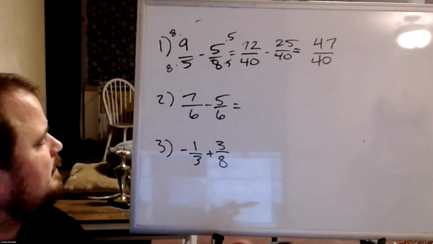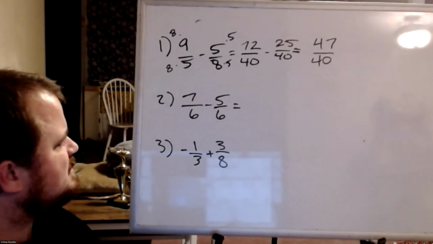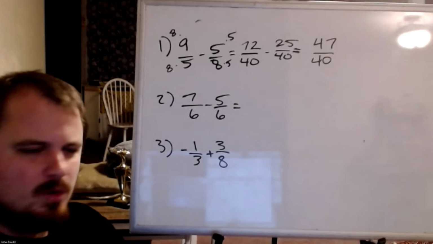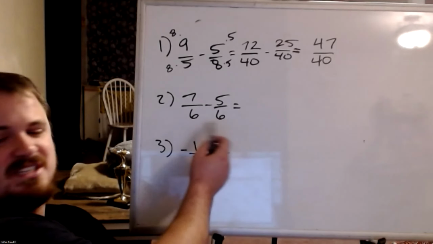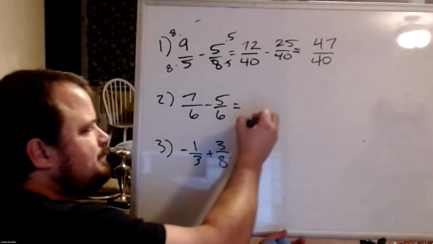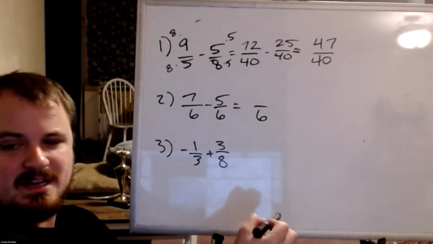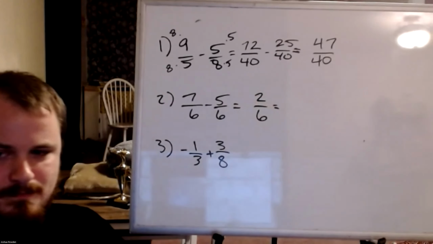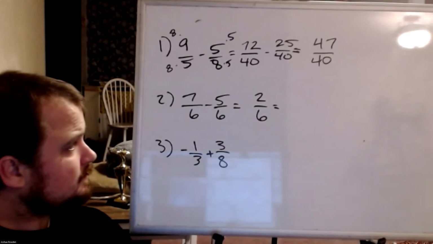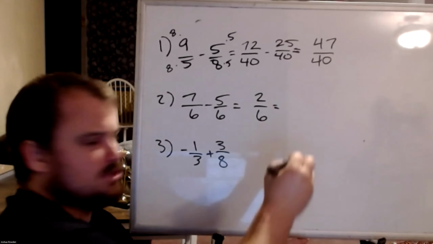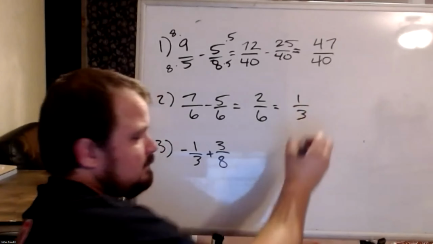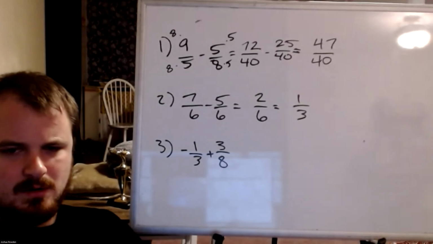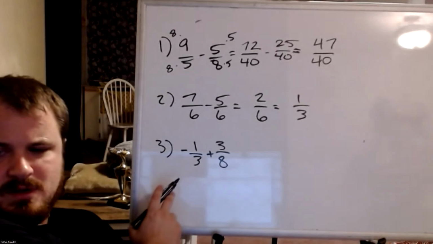So next up, 7 over 6 minus 5 over 6. No, wait, is that really the problem? Okay. You don't have to do anything about the 6 on the bottom, so leave that. And 7 minus 5 is going to be 2. And then 2/6 reduces to 1/3. And we are done. Okay, that was easy.